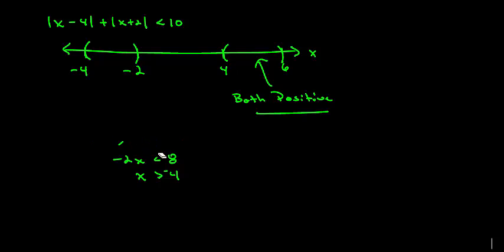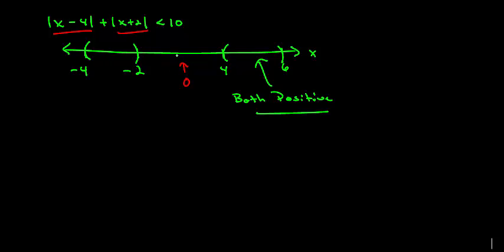Now let's test to see if there's any issues in the middle. Well, if we grab a number like 0, and I plug in 0, I get negative 4 plus 2. That's less than 10. If I grab another number, and actually, by the way, we can do the following. We know that on this interval, this guy is negative, and this guy is positive. Think about it. If you grab a guy in this interval, like 0, 0 minus 4, that's negative 4. And 0 plus 2, that's positive.